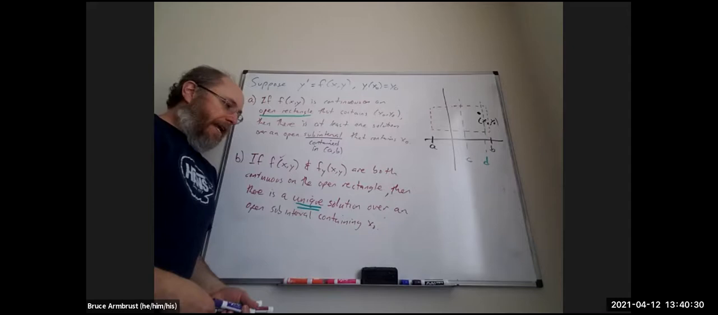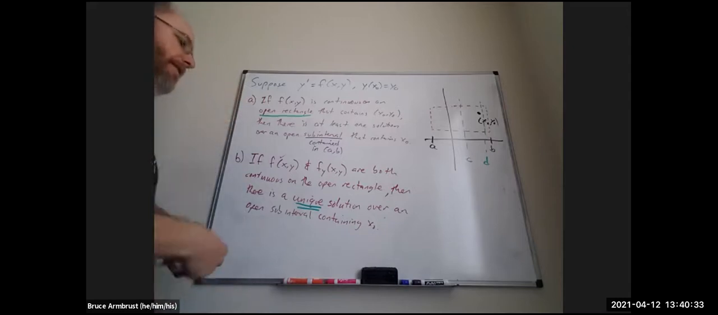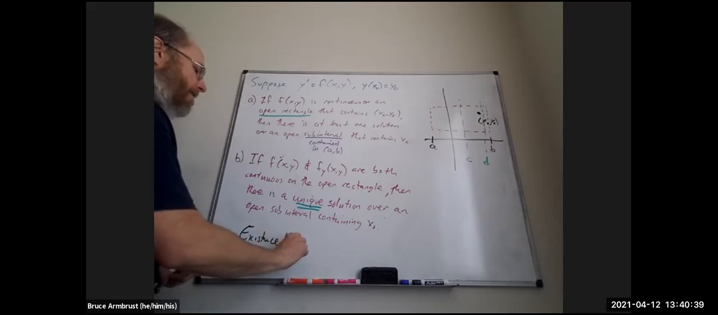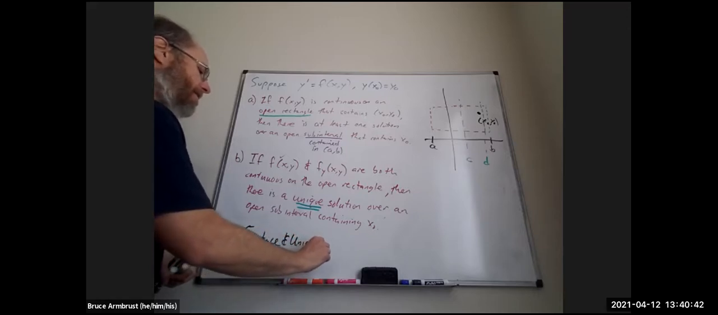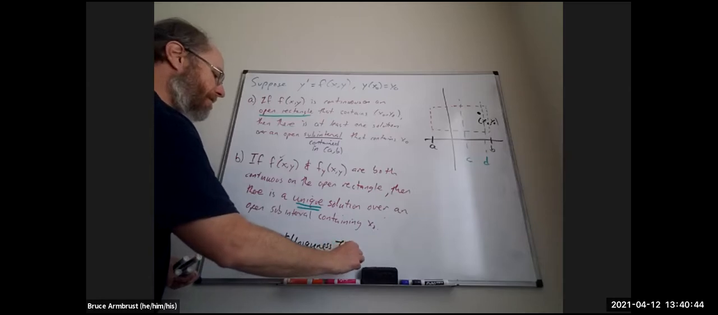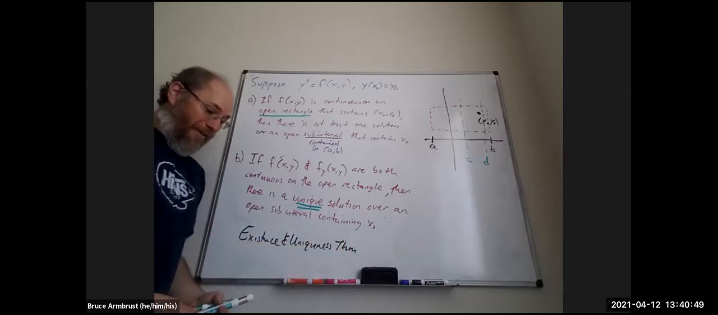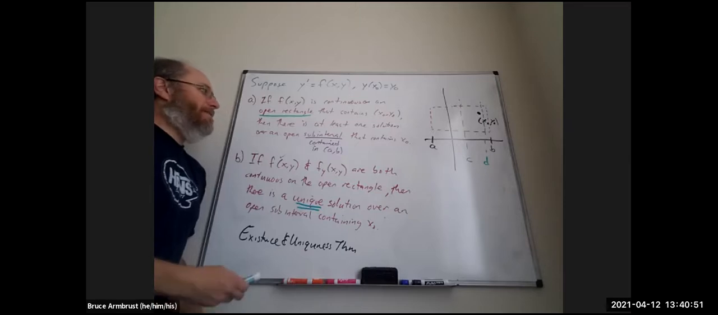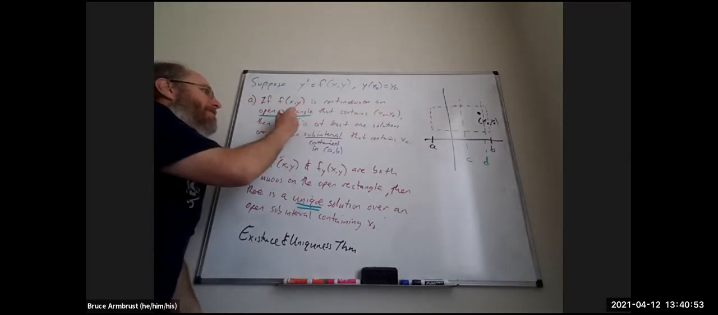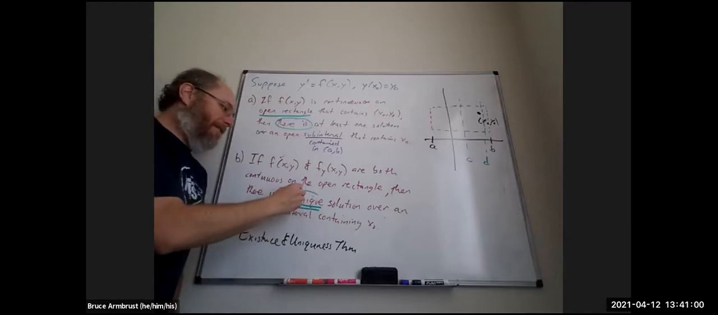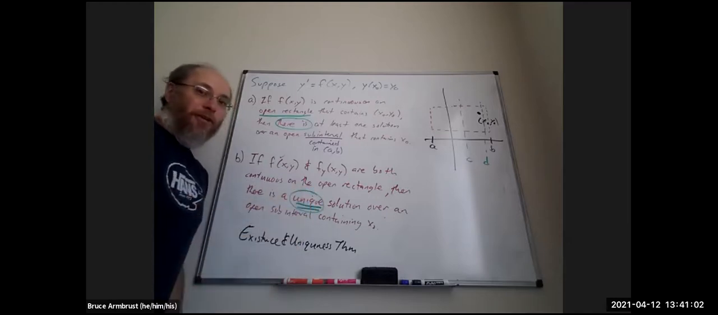All right, so the name of this theorem, we call this the existence and uniqueness theorem, because that's what it tells us, right? The first part tells us that there exists, there is a solution. And the second part tells us that it's unique.